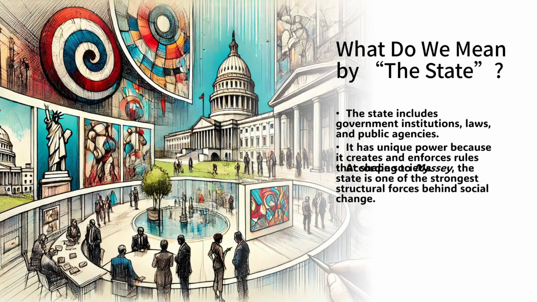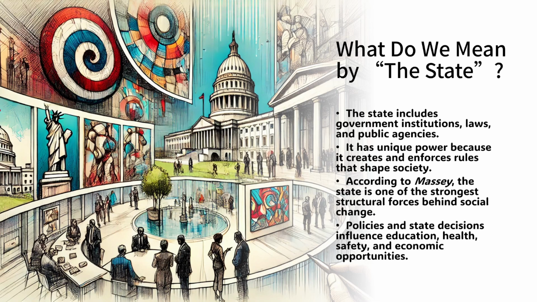Next, we're going to talk about the state. So, what is the state? When we talk about the state, we are referring to government institutions, laws, and public agencies. The state has a unique kind of power because it can create rules, enforce them, and distribute resources. Massey explains that the state is one of the most influential actors in creating structural social change. In other words, the decisions the state makes can reshape everyday life for millions of people.